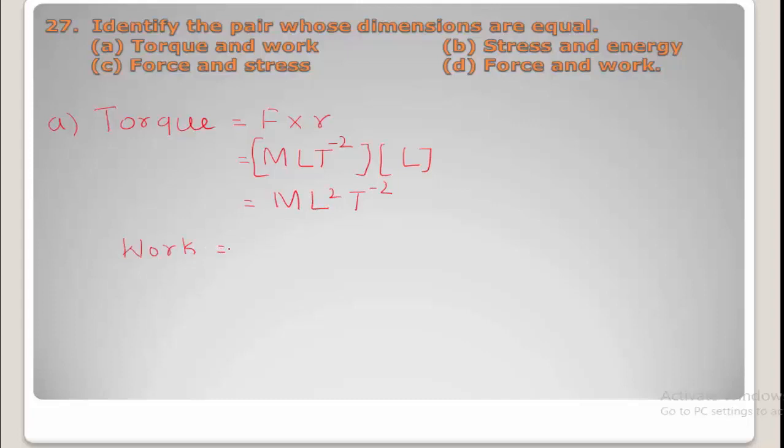And work is nothing but energy. So we remember the formula for energy. What is the dimensional formula? M L square T raised to minus 2. So it means that torque and energy have the same dimensional formula. So the correct pair which has equal dimensions is torque and energy. So option A is the correct answer.